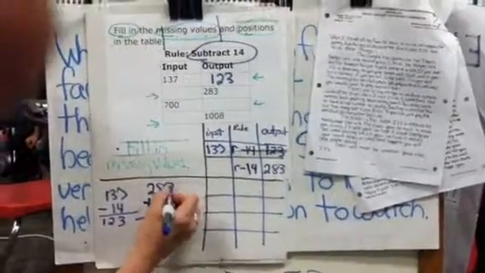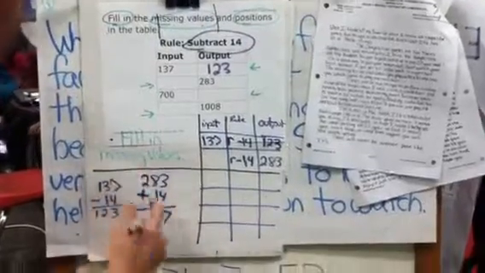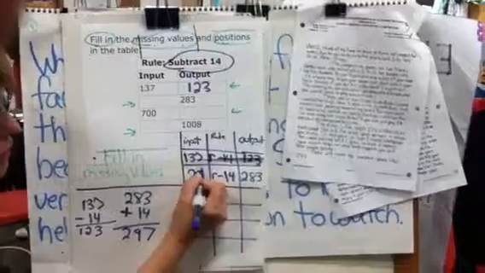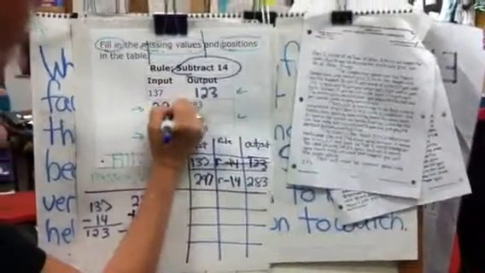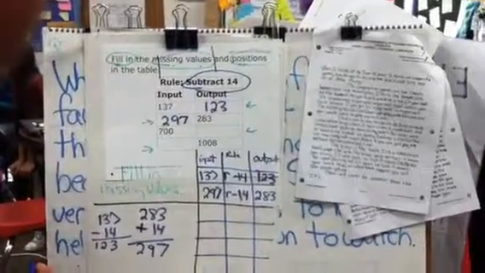So 3 plus 4 is 7. 8 plus 1 is 9. And then 2. So my input in this instance is 297. I'm going to keep going.